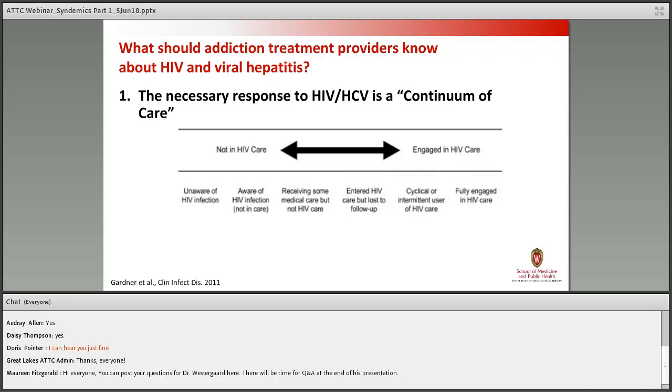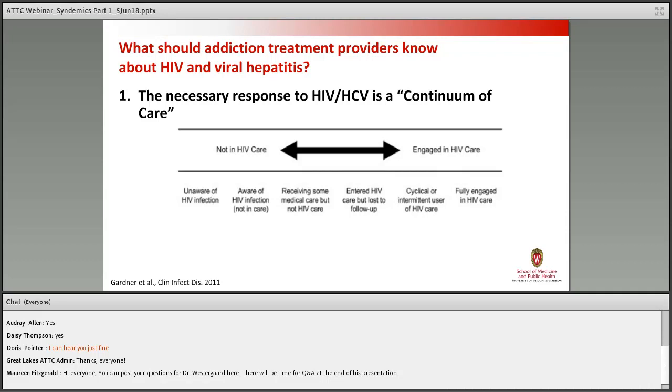So a continuum of care is something that in the field of HIV and increasingly Hep C, we talk about a lot because of this seminal article by an infectious disease doctor named Ed Gardner in Colorado, who articulated something that we all knew intuitively, but gave a really useful framework for talking about how HIV care should work.